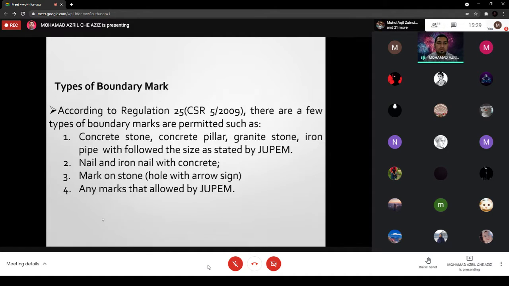Okay, then we go to the type of boundary mark. Based on the regulation 25 CSR 5 2009 cadastral survey regulation, there are a few types of boundary mark. The types of boundary mark permitted are concrete stone, concrete pillar, granite stone, iron pipe which follows the size as stated by the JUPAM, nail and iron nail with a concrete mark on stone, hole with arrow sign, and any marks that are allowed by JUPAM.